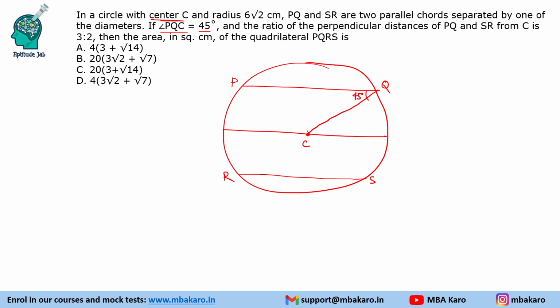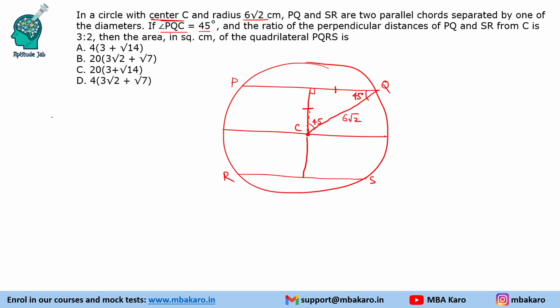Now we know that the chord is perpendicular at the midpoint. So this is 90 and this is 45. So in a 45, 45, 90 triangle, these sides are equal. Now the radius is 6√2.